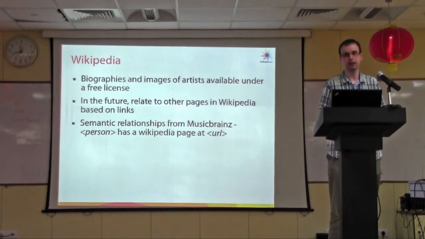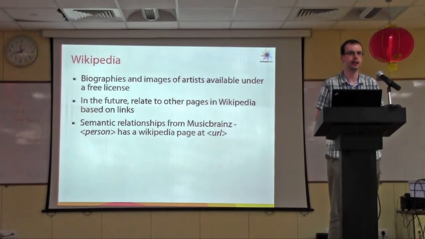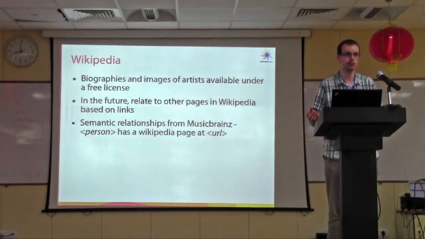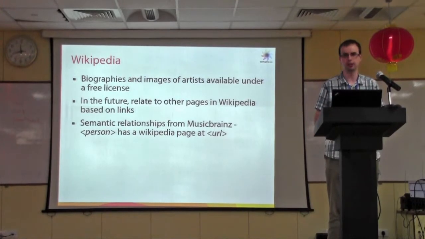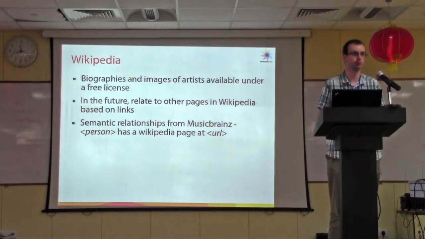Musicbrainz has some semantic information related to Wikipedia, in that it says if a particular artist has a page at Wikipedia, and so we use that semantic relationship to look at Wikipedia and find biographies and find images. And in the future, we might look at using more semantic methods to explore the Wikipedia page and where it links to try and learn more.